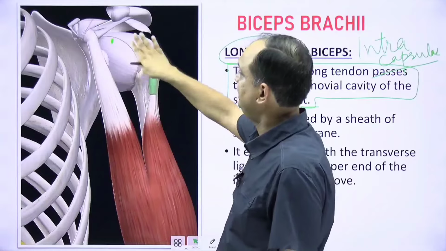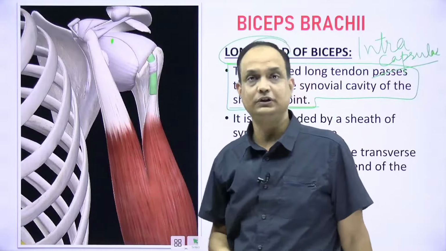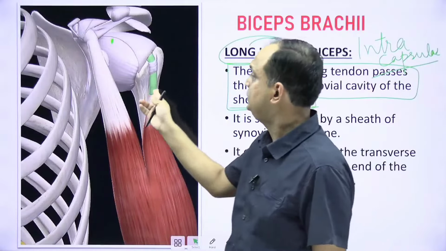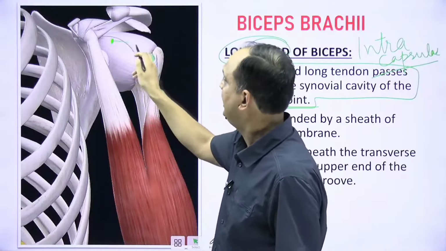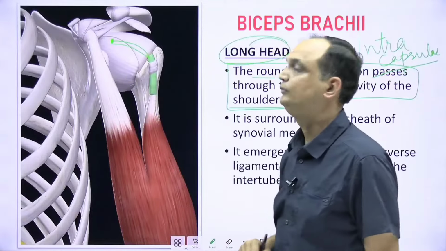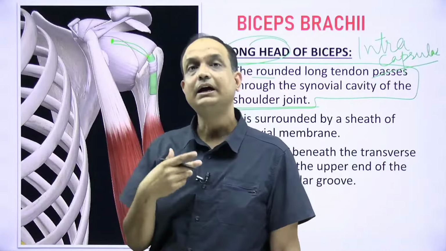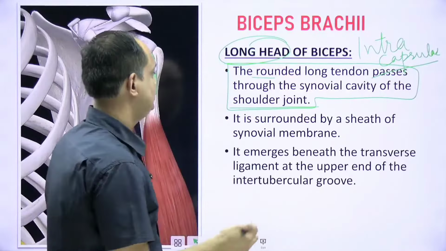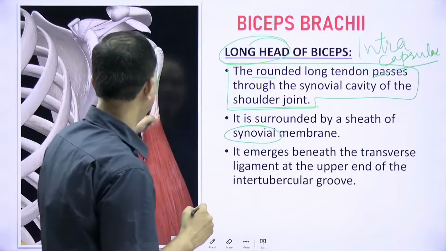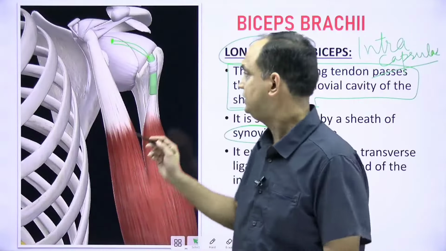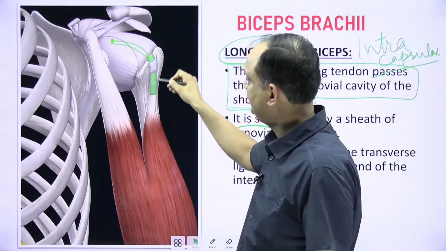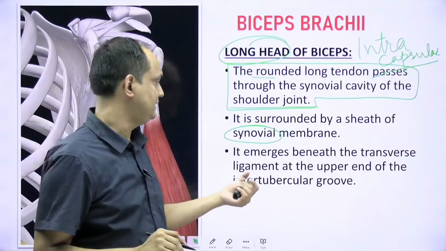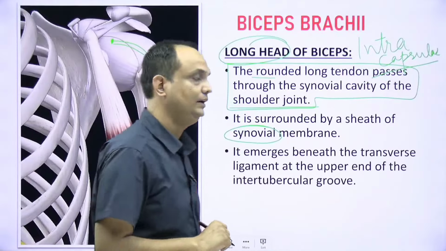Here you can see this white colored structure, it is the capsule of the shoulder joint, and it is enclosing your glenoid cavity also. That is why the origin of your long head, which has to be like this, is not visible, and it is known as intracapsular origin. When the tendon comes out, it is surrounded by the synovial membrane. You can see this tendon has this green covering, which is the synovial membrane. It emerges beneath the transverse ligament at the upper end of the intertubercular groove.